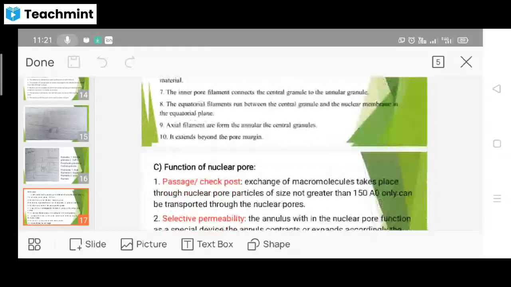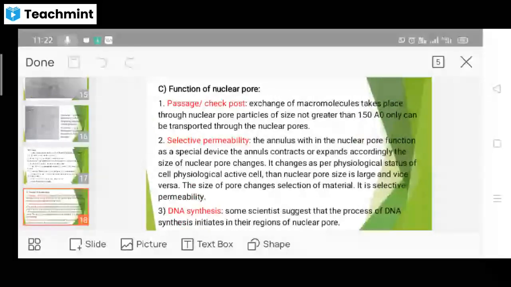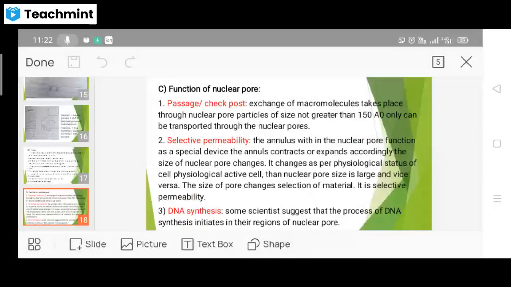Next is the functions of the nuclear pore. So what is the function of the nuclear pore? First one is the passage or check post. At the time of exchanging different macromolecules through these pore particles, only the size of the particle is very important.